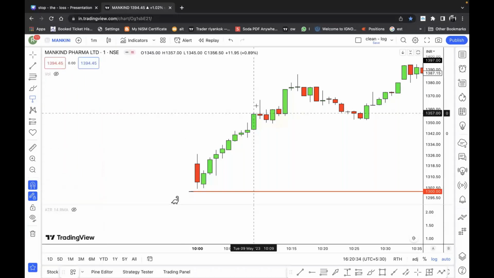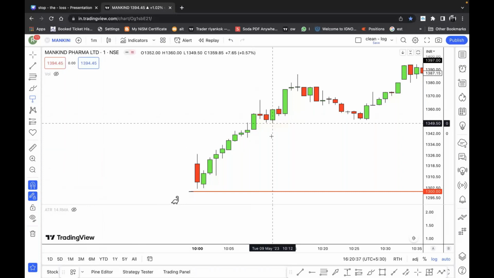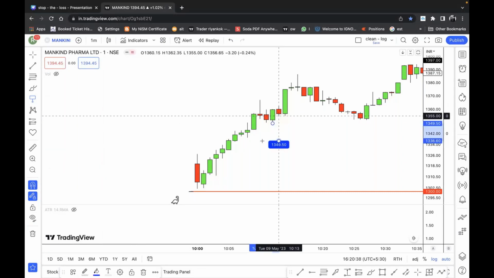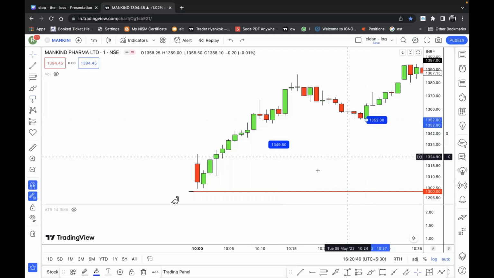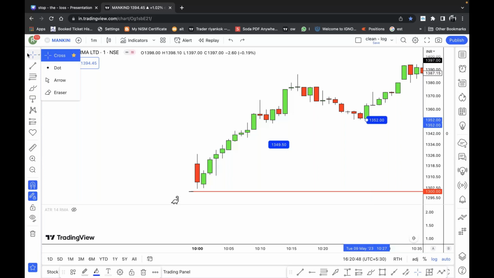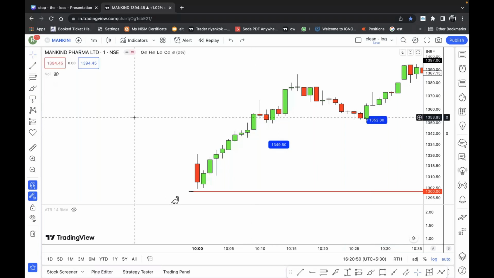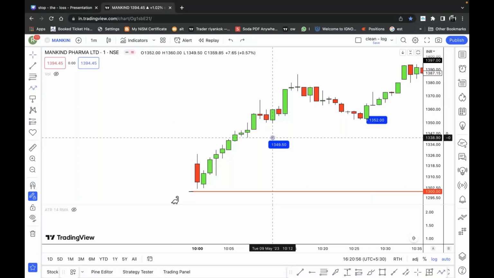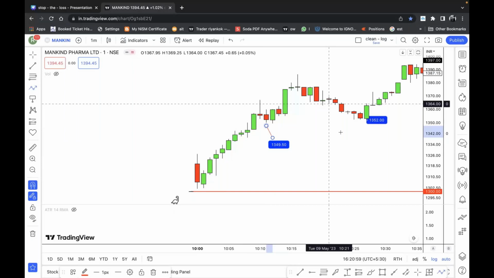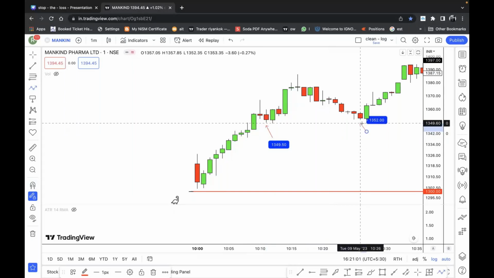Is it this point of 1349 or is it this point of 1352? Okay. So which point here will be considered as a swing low? Will it be this particular point which I have marked right here of 1349, which is this one? Or will it be this point of 1352, which is marked as this one?